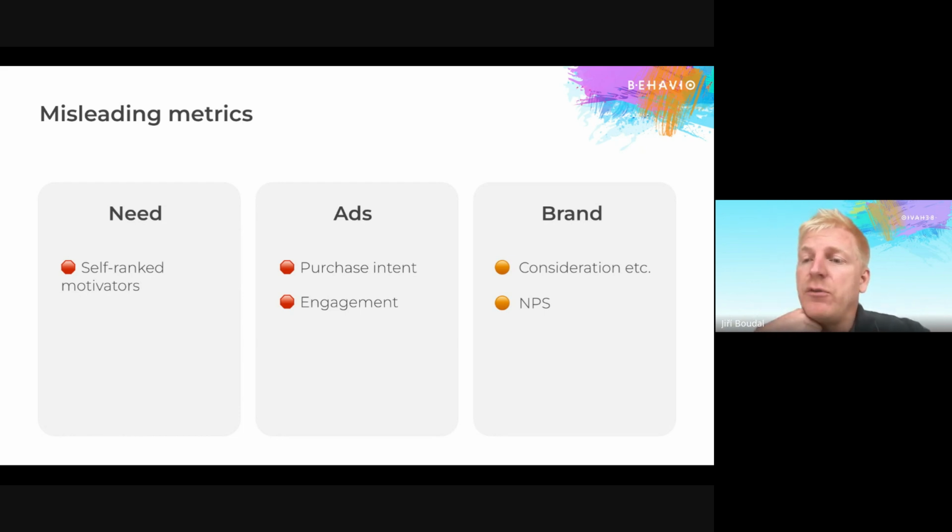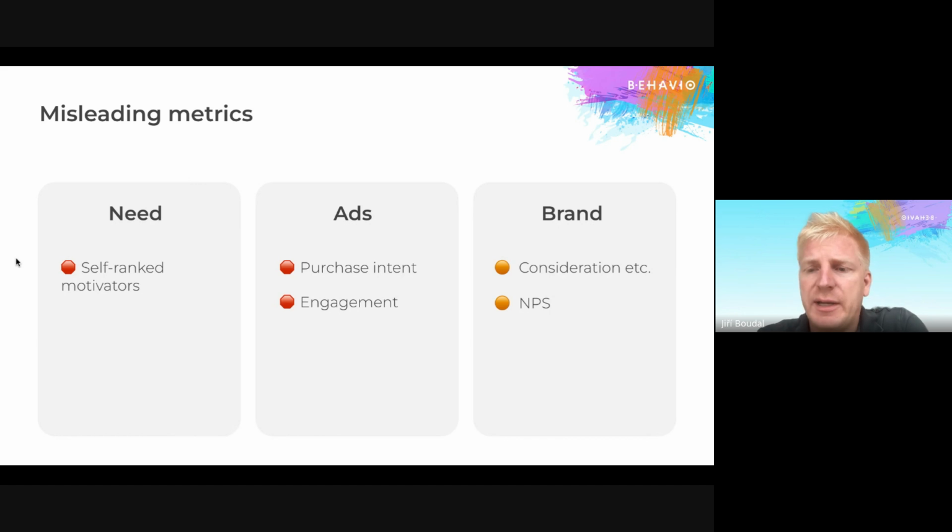Engagement metrics are also totally not correlating with the impact on brand salience. And then this is not as misleading, but still sometimes NPS and consideration is something that brands are really concerned about. NPS is not correlating that much with growth. It's basically a little bit noisy way to check for brand emotion. And if you want to get into the detail, we can do that in the Q&A.